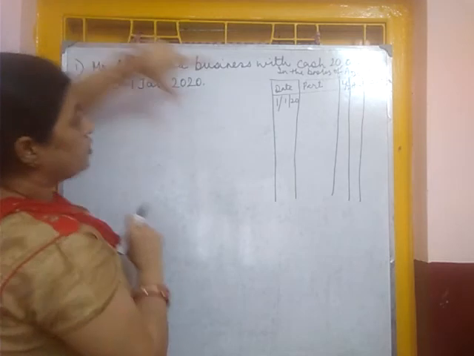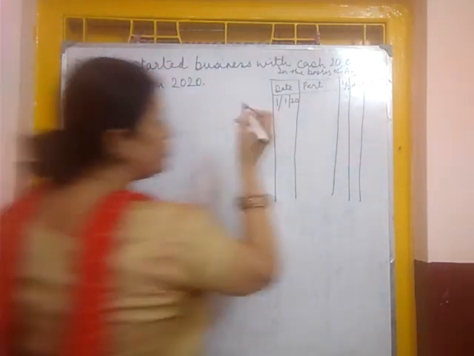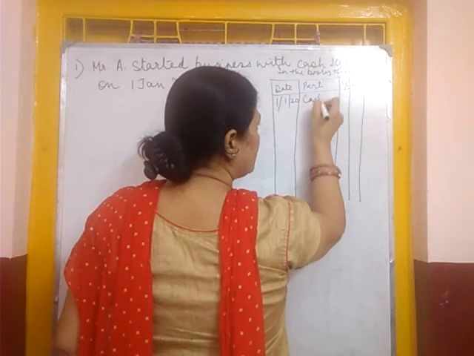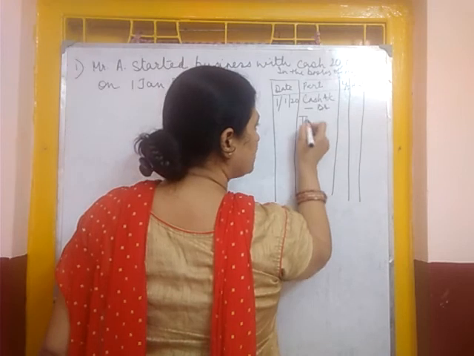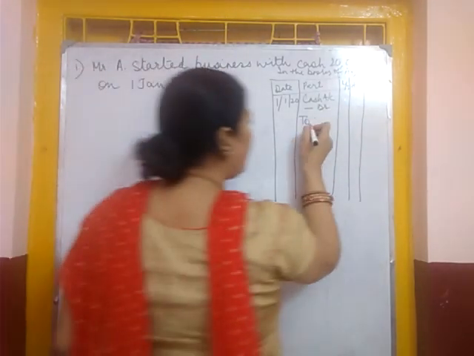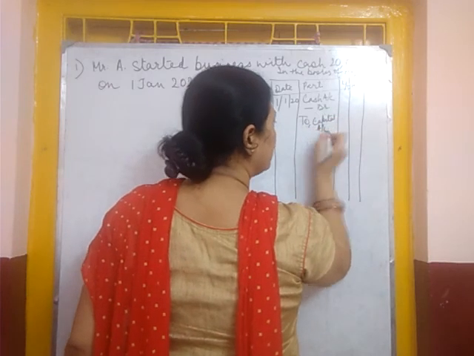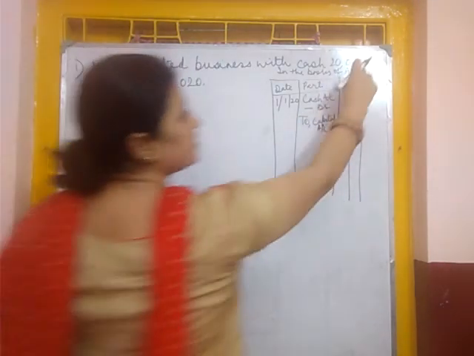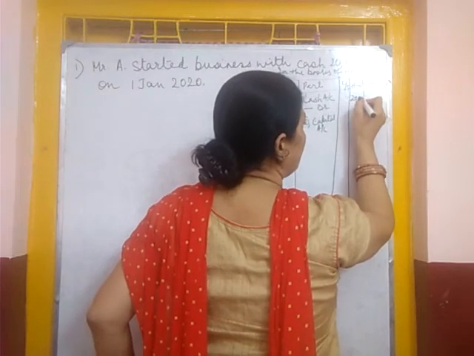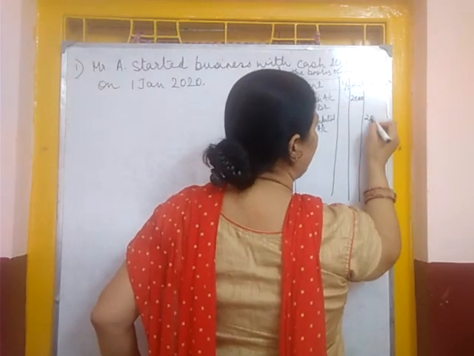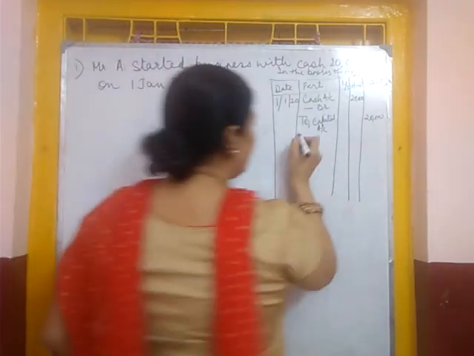Now here two aspects, one is cash and another is capital. So what will be our entry? Cash account debit, to. We write "To". Which account? Capital account. To capital account. And what will be the amount? Amount will be this 20,000. So we are writing 20,000 on the debit side and 20,000 on the credit side. And then we are writing the narration.